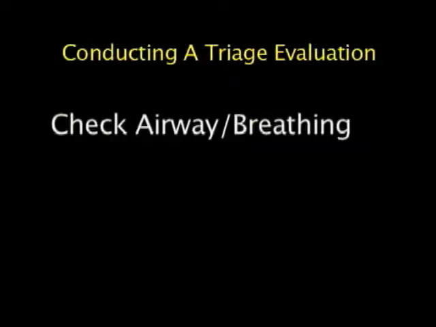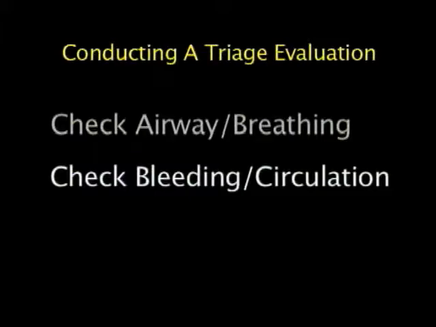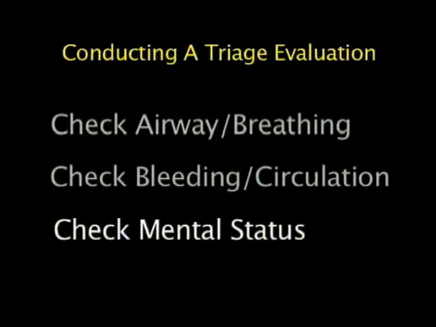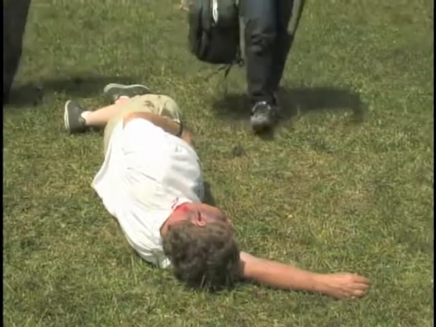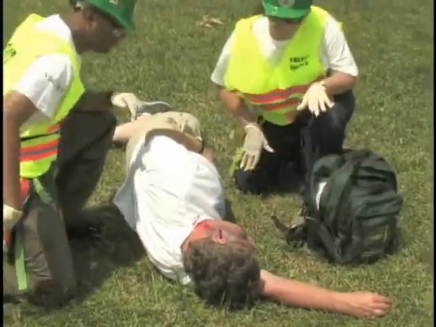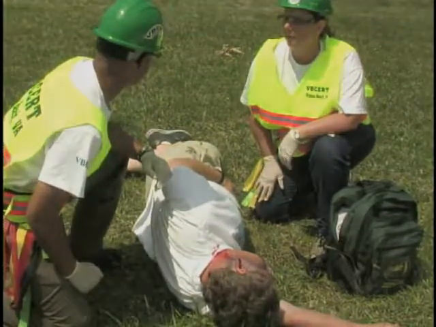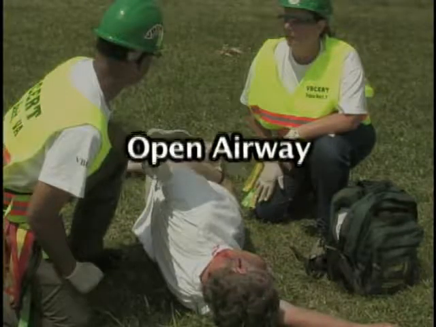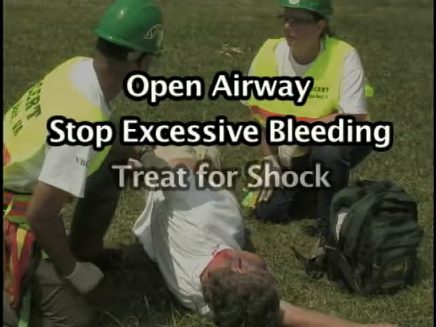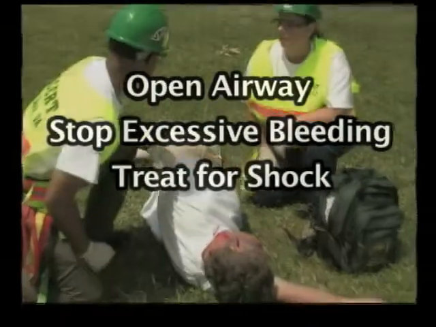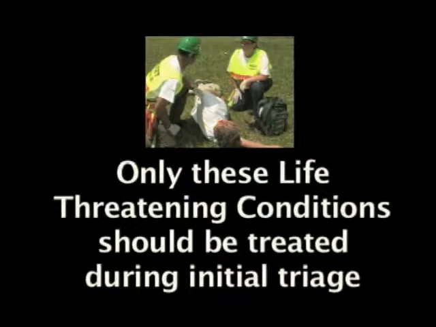You'll need to first check airway breathing. Second, check bleeding circulation. Third, check mental status. Treat all I victims for the 3 killers and tag as I before continuing triage. That is, open the airway, stop excessive bleeding, and treat for shock. Remember that only these life-threatening conditions should be treated during the initial triage.